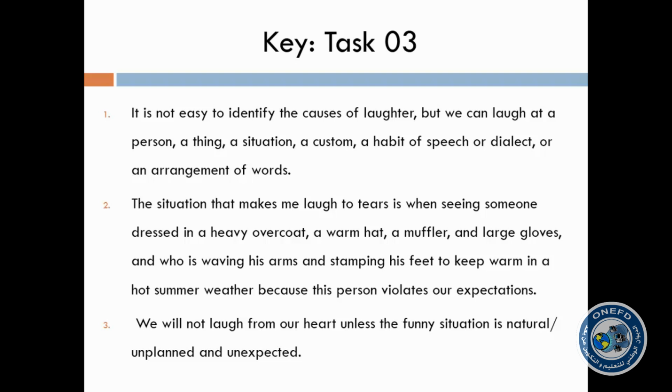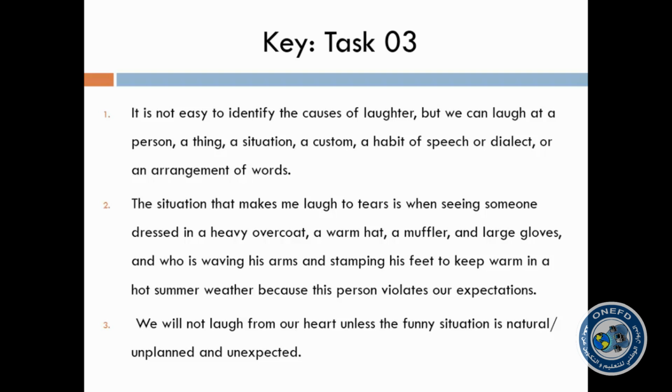So the second one, the situation. We took the liberty to choose a situation for you so that you can see how we would answer this type of question. The situation that makes me laugh to tears is when seeing someone dressed in a heavy overcoat, a warm hat, a muffler, and large gloves, and who is waving his arms and stamping his feet to keep warm in hot summer weather.